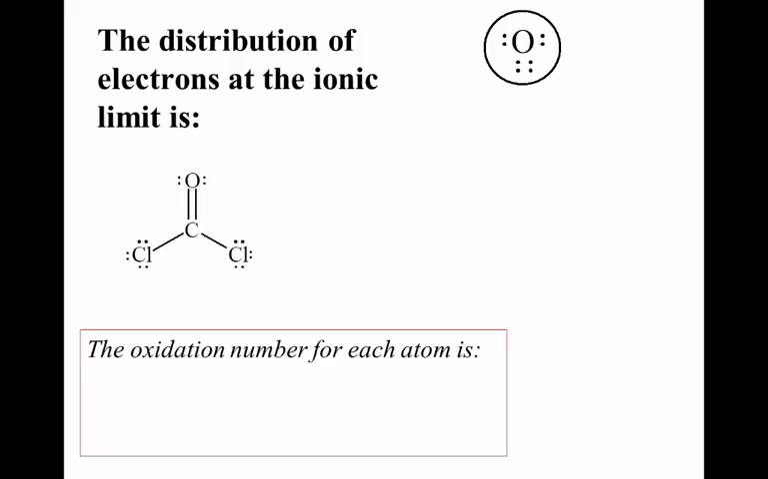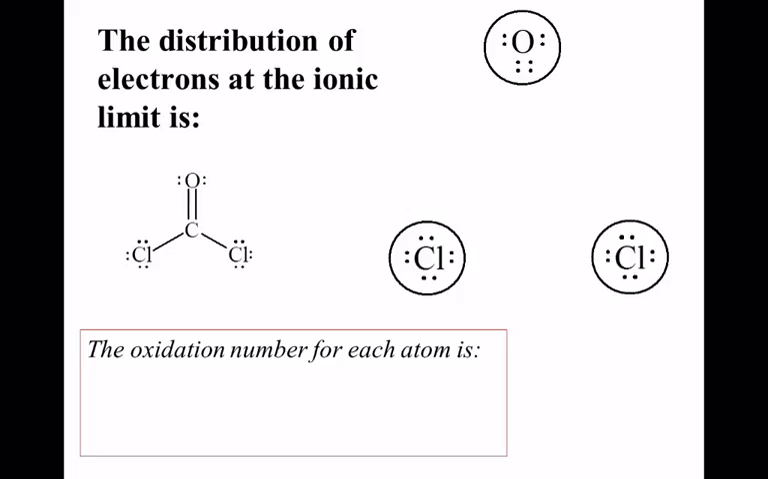Then we'll pick on each of the chlorines, and they're symmetrical. They're singly bonded to a carbon. Which one's more electronegative, carbon or chlorine? It's a tough one, but chlorine is more electronegative, exactly. So those 2 electrons that make up the single bond go to each of the chlorines, so they both look like this. Those are the electrons at the ionic limit. Now what did that leave carbon? Nothing. It's bare. Poor thing.